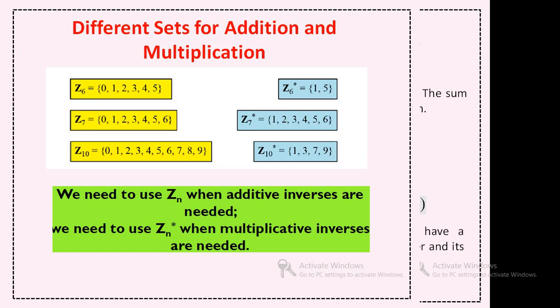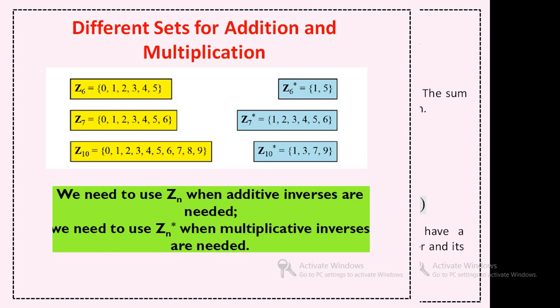You can observe on the left hand side that you are looking at Z6, for example. Z6 will have 0, 1, 2, 3, 4, 5. If the representation is of this nature, we usually call it Zn, and we use Zn when additive inverses are needed. That's the nomenclature I'm talking about.